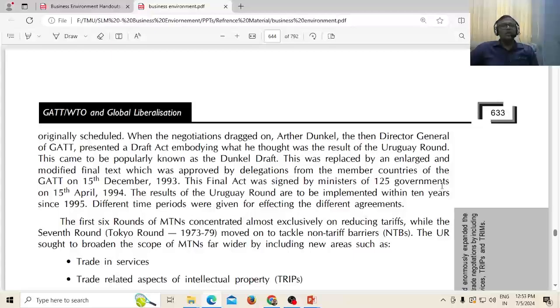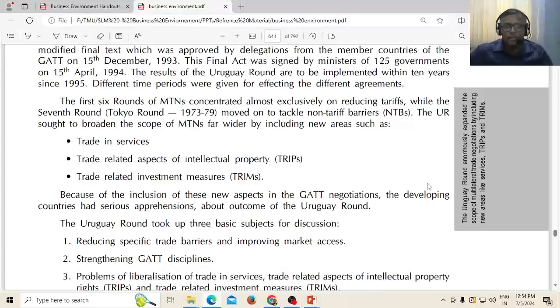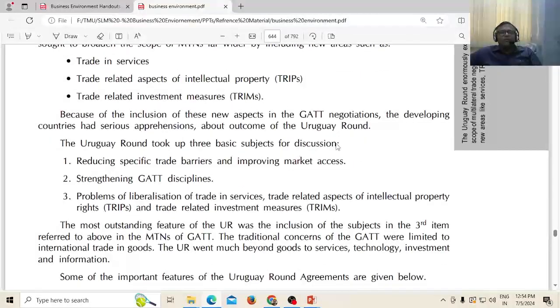The results of the Uruguay Round are to be implemented within 10 years since 1995. Different time periods were given for effecting the different agreements. The first round of the MTN concentrated almost exclusively on reducing tariffs, while the seventh round, that is the Tokyo Round held in 1973 to 79, moved on to tackle non-tariff barriers (NTBs). The UR sought to broaden the scope of MTNs far wider by including new areas such as trade in services, trade-related aspects of intellectual property, and trade-related investment measures. Because of the inclusion of these new aspects of trade in GATT negotiations, the developing countries had very serious apprehensions about the outcome of the Uruguay Round.